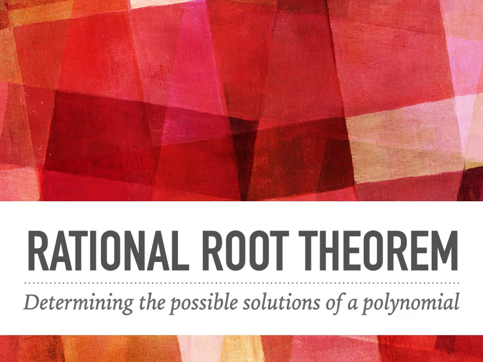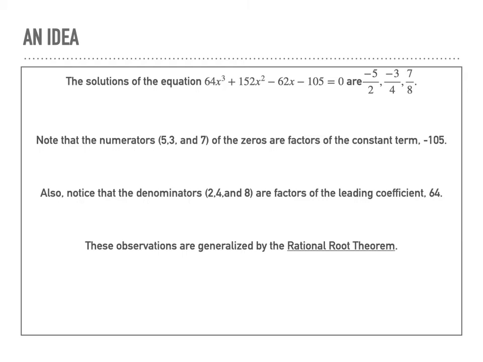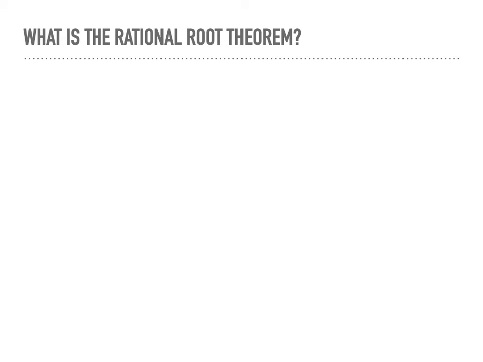Today we'll be discussing what the rational root theorem is. Well, we can see in this given polynomial that the zeros are -5/2, -3/4, -7/8. We can notice that the numerators are actually factors of the constant term, which is -105, and the denominators are factors of the leading coefficient. These observations are generalized by the rational root theorem.